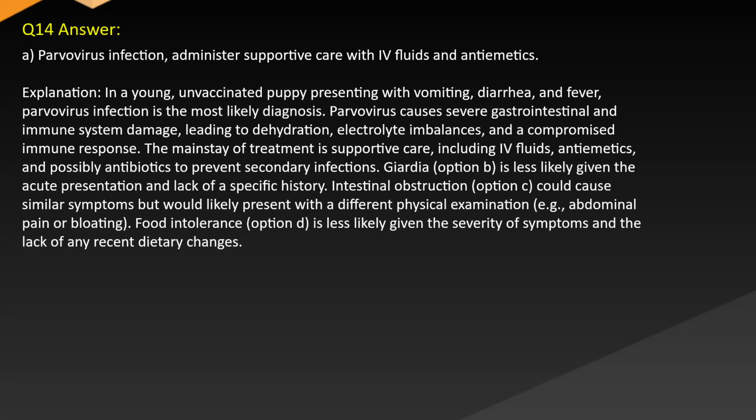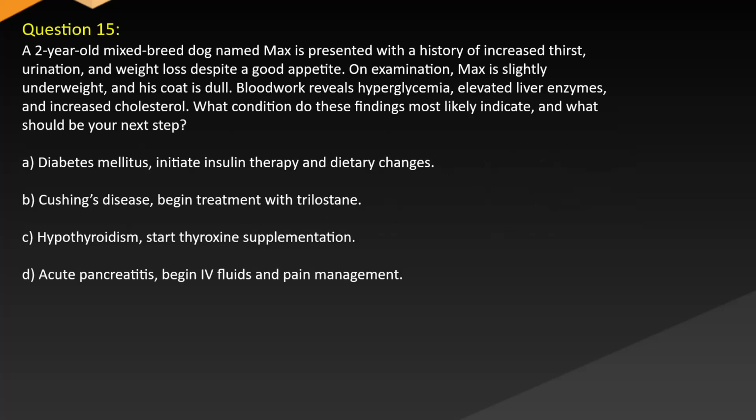Giardia, option B, is less likely given the acute presentation and lack of a specific history. Intestinal obstruction, option C, could cause similar symptoms but would likely present with a different physical examination, e.g., abdominal pain or bloating. Food intolerance, option D, is less likely given the severity of symptoms and the lack of any recent diet change. Question 15.